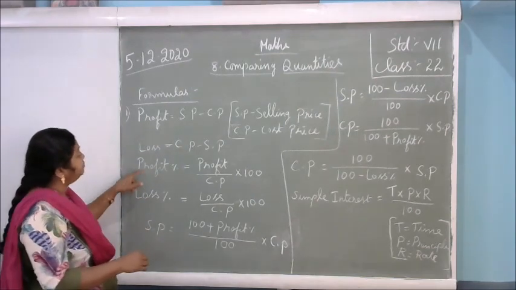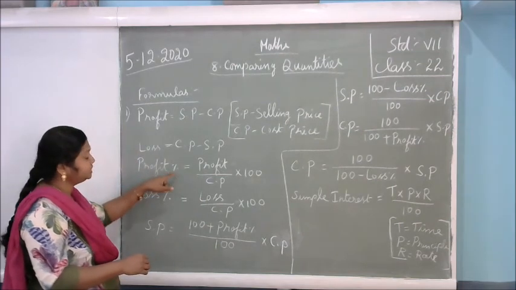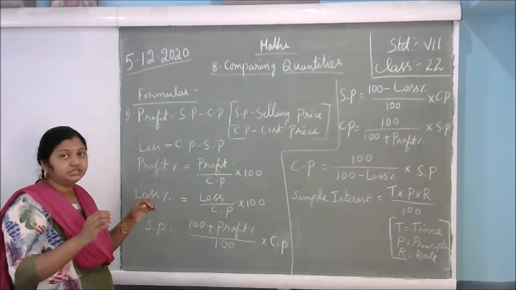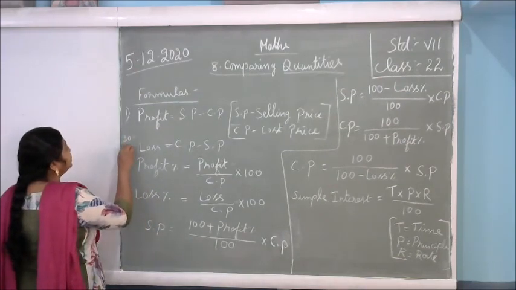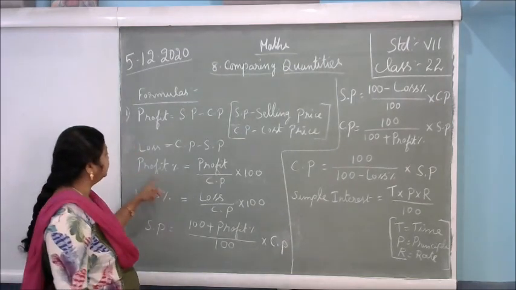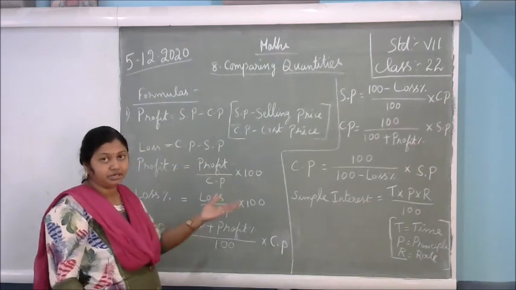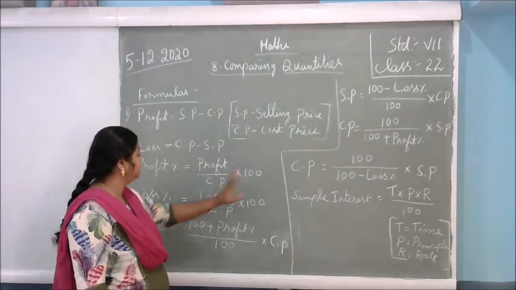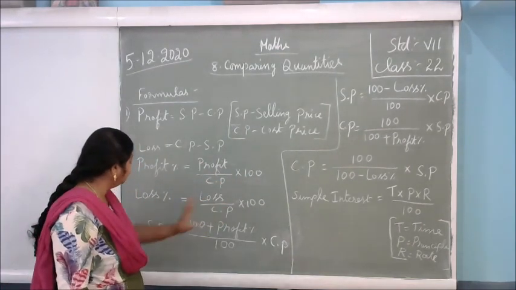Okay, profit percentage. For profit percentage, I told you percentage is out of 100. How do you write a percentage? 30 percentage, 40 percentage like this. This percentage formula is profit divided by CP, what you are buying that money, no? That money CP into 100. Profit divided by CP into 100. What is loss percentage? Loss divided by CP into 100.